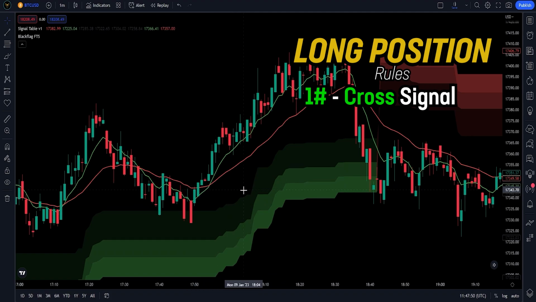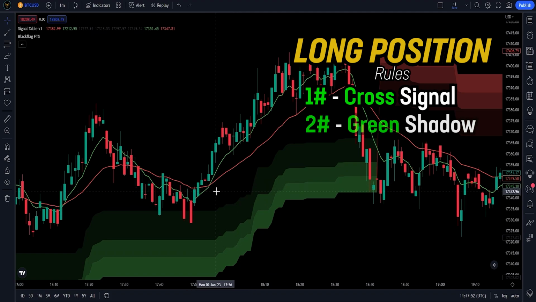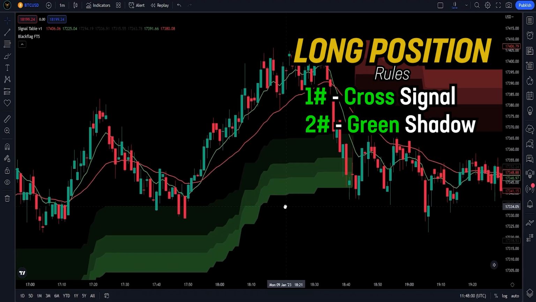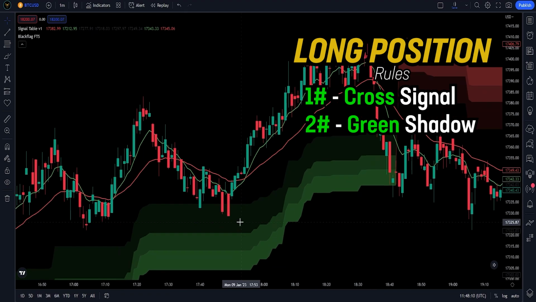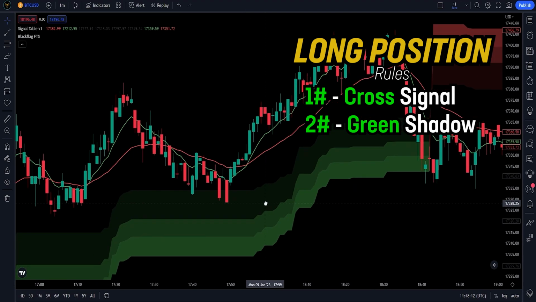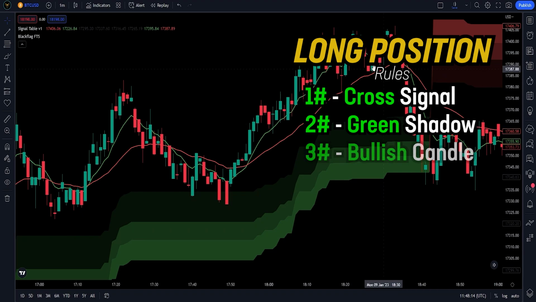Rule number 2, green shadow area. This shadow area is created by our Swing Arm Trend Indicator, which also added those yellow and pink signals, but we disabled them while modifying our indicator settings. Green shadow area is our second bullish signal, so when this happens, we get another confirmation that the market is in a bullish trend. As you can see, both of our conditions are met, so let's check our third and final rule. Rule number 3, bullish candle.